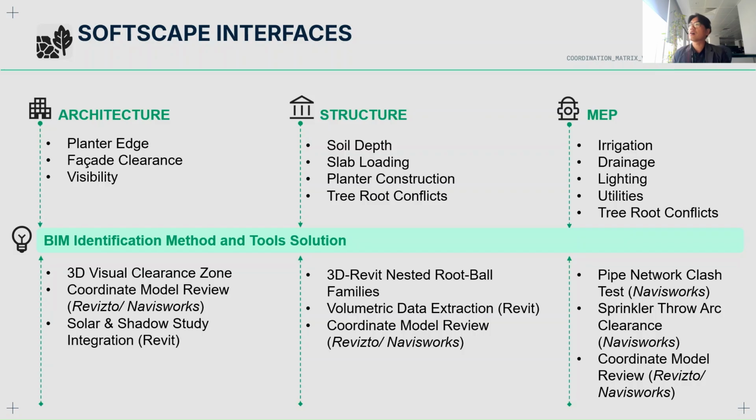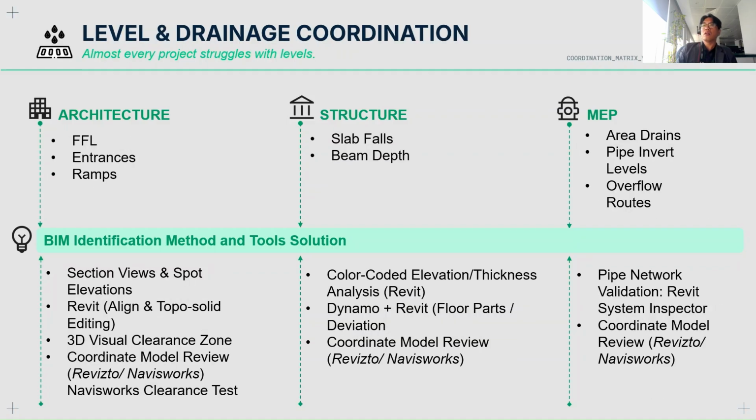and so on. We have other tools mentioned there for the MEP in terms of irrigation and drainage, lighting, and tree root conflicts. In terms of the level and drainage coordination, this is similar. This is just a table listing the major areas that are required to connect between the different disciplines. We're going to review this later with more specific example cases.